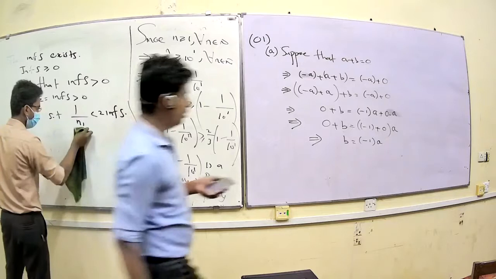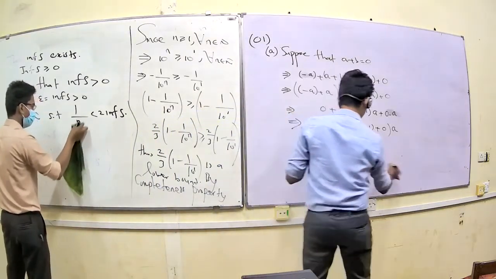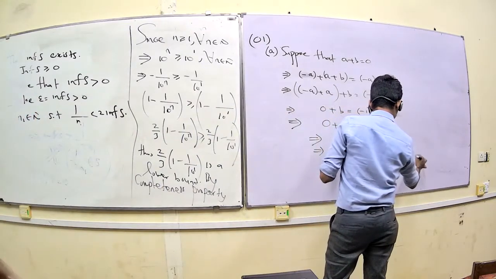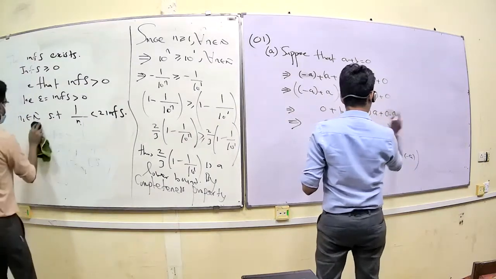Yeah, b equal to minus a. You already proved this part. B equal to minus a. Because you know that minus 1 into a you can write minus a. This part minus 0, okay.